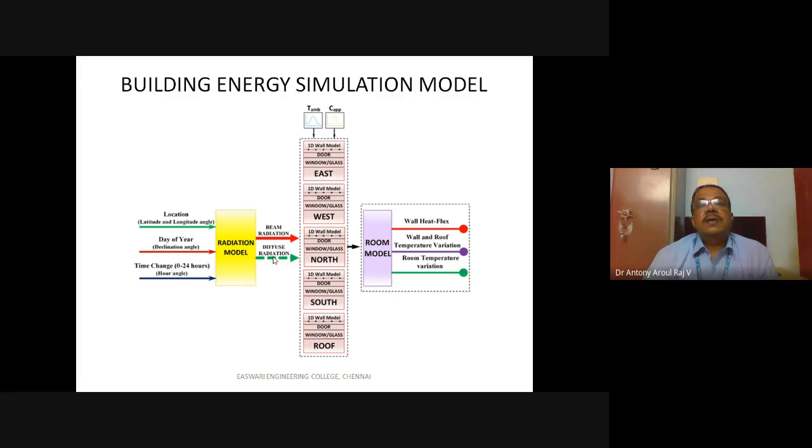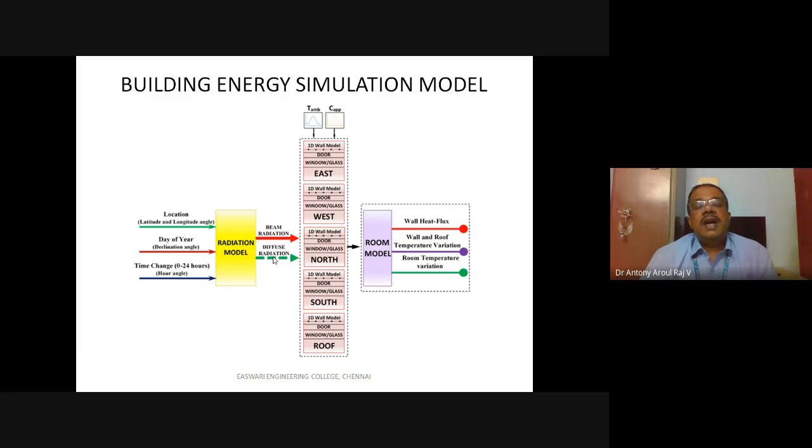So that means for beam radiation, you will be taking only that much area, but for diffuse radiation we will be taking the full area, because that will be available for the full window. So that is how we have to differentiate these two. Fine. How are you going to get the values of beam radiation and diffuse radiation?